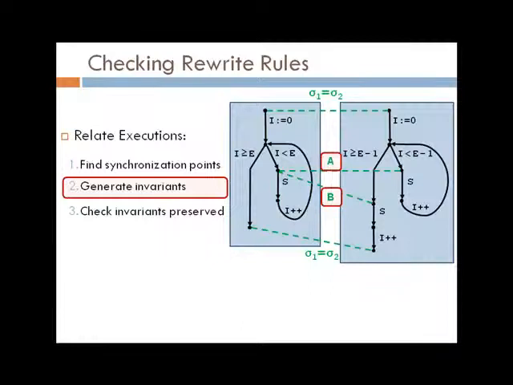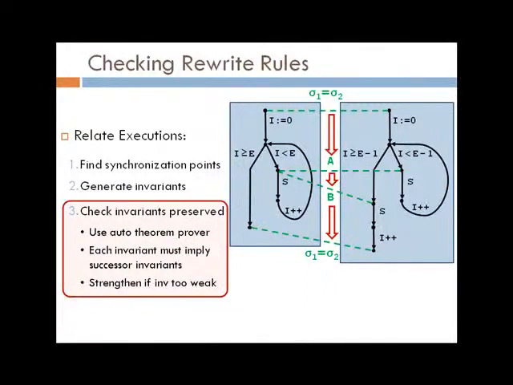Second, PEC generates initial invariants that hold at these points. These invariants are simply predicates over the left and right states. They're similar to a regular program invariant, except that they talk about the states of two programs and how they relate. For example, the invariant for A could assert that the value of I in the left program is equal to the value of I in the right program.